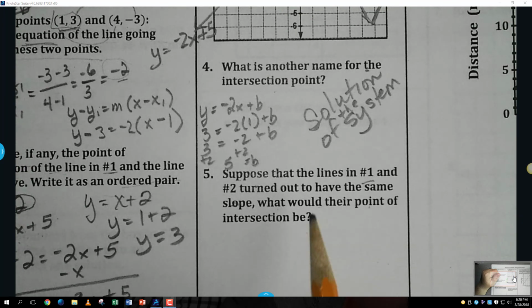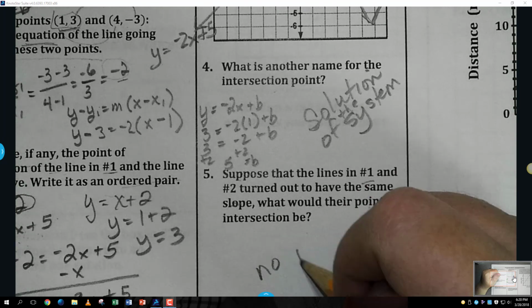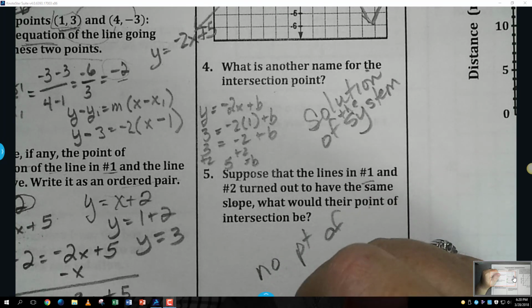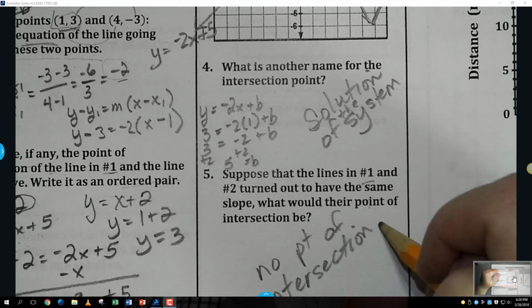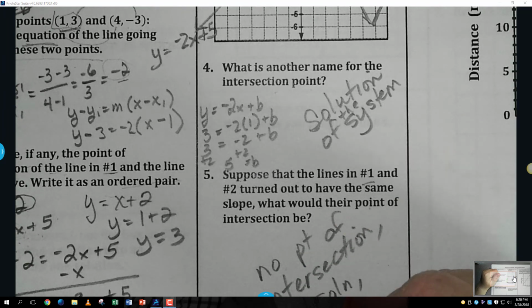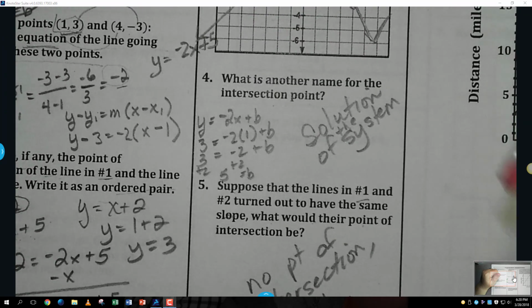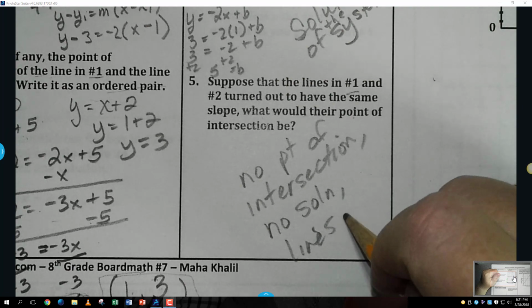Well, if their slope is the same, the lines are parallel. If the lines are parallel, then there is no point of intersection. And this would be no point of intersection, no solution, lines parallel.